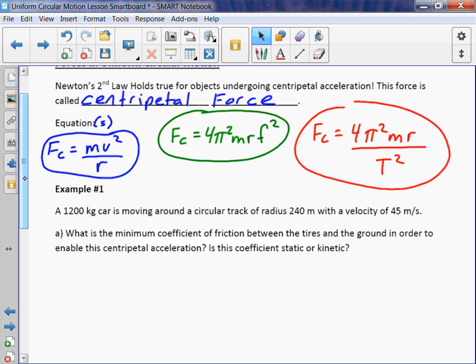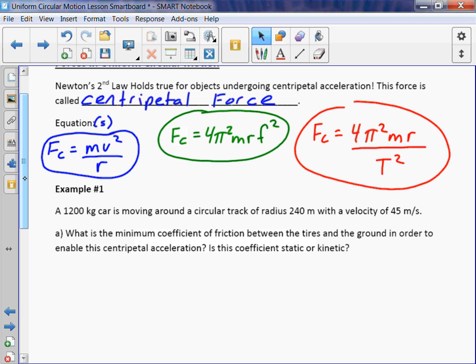What's the small f in the second equation? Frequency, in hertz. Number of cycles per second. If the question doesn't ask for the magnitude, if you want to be careful, then always say towards the center of the circle.